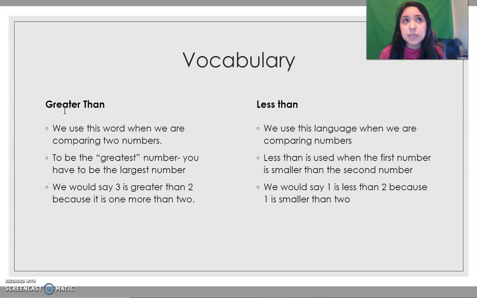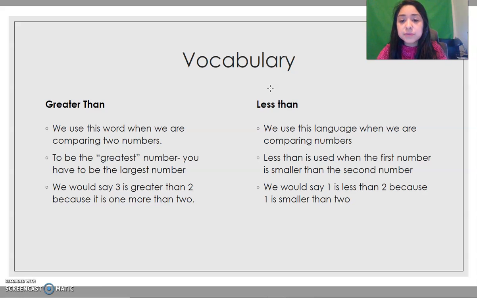If I want you to say which number is greater, and I'm talking about two numbers like 1 and 2, I'm looking for which number is bigger. So then you're going to pick 2. So 2 is greater. The other vocabulary word we're going to go over is less than.